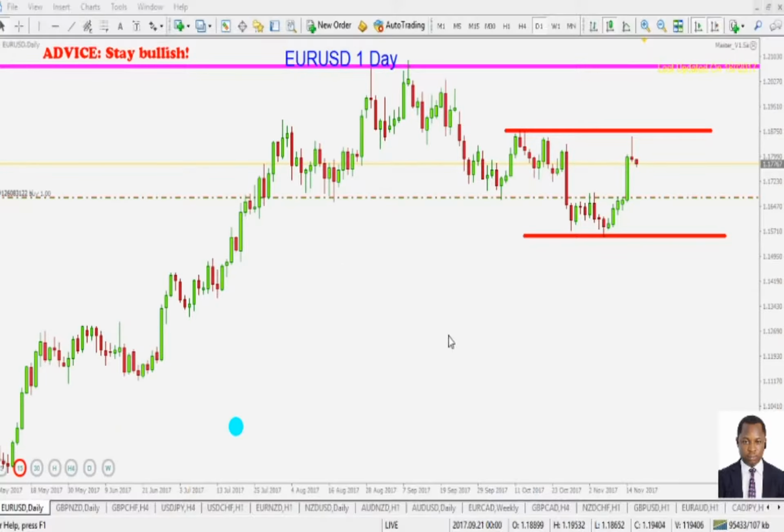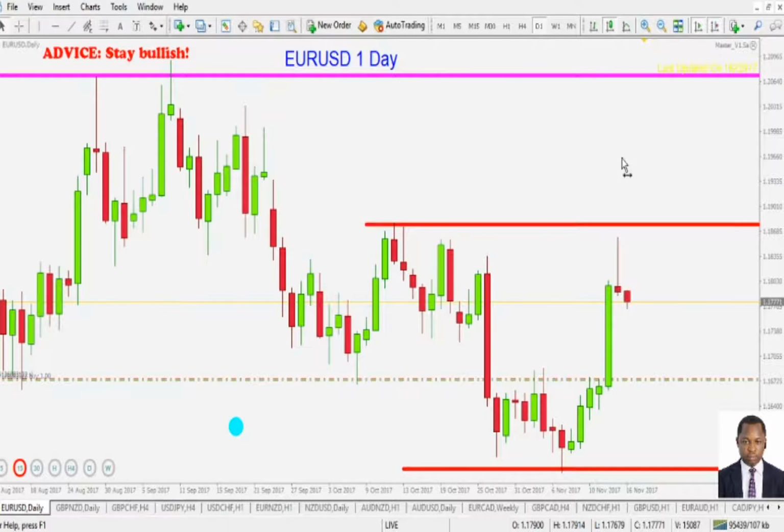Let's begin with the euro against the American dollar. This is the daily time frame. There is no need to waste time about this. We have over analyzed this pair for the past few days. Now price seems to be making some pullbacks, probably to carry some traders along. As you can see, we got that bounce right there.